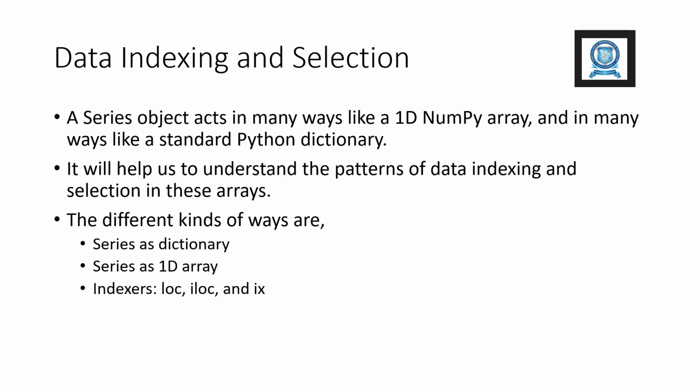A Series object acts in many ways like a one-dimensional NumPy array and in many ways like a standard Python dictionary. It will help us to understand the patterns of data indexing and selection in these arrays. The different kinds of ways are Series as dictionary, Series as one-dimensional array, and indexers loc, iloc, and ix.